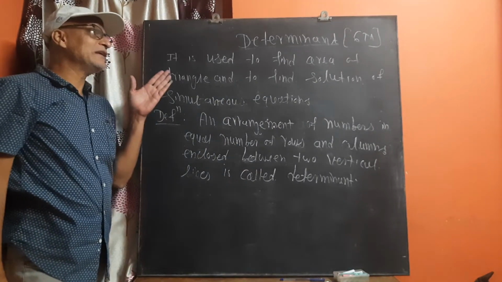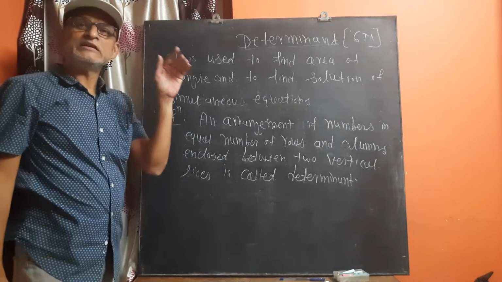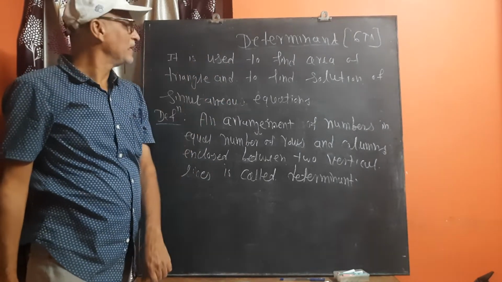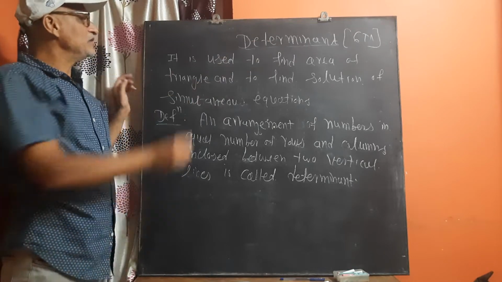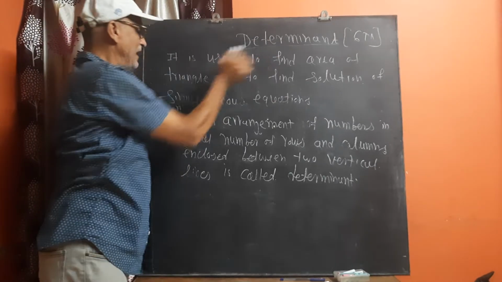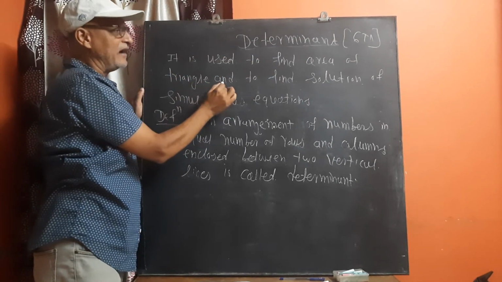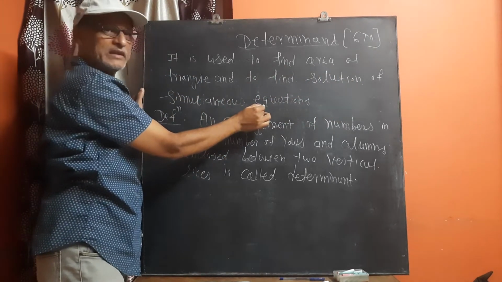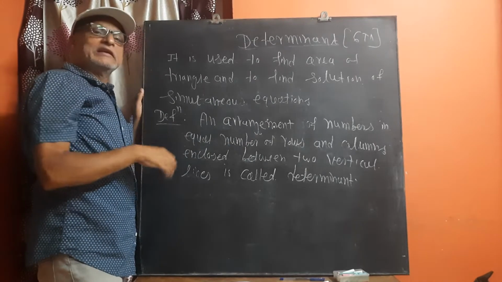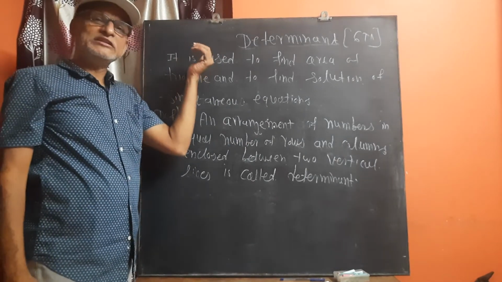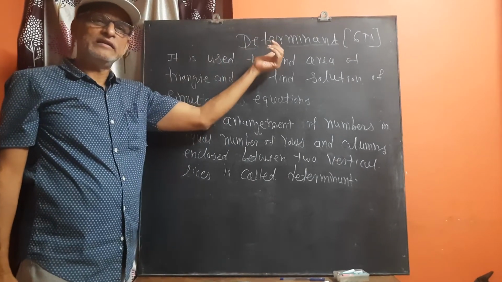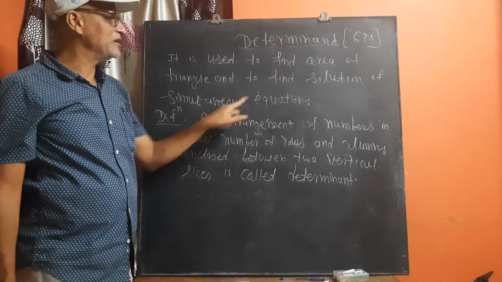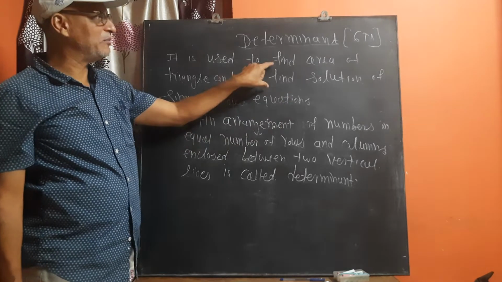All of you have done a 2 by 2 order determinant in your 10th standard. Determinant is used to find the area of triangle and to find solution of simultaneous equations. So what is the use of determinant in engineering field? It is used to find the area of triangle as well as to find the solution of simultaneous equations. That is the use of determinant.